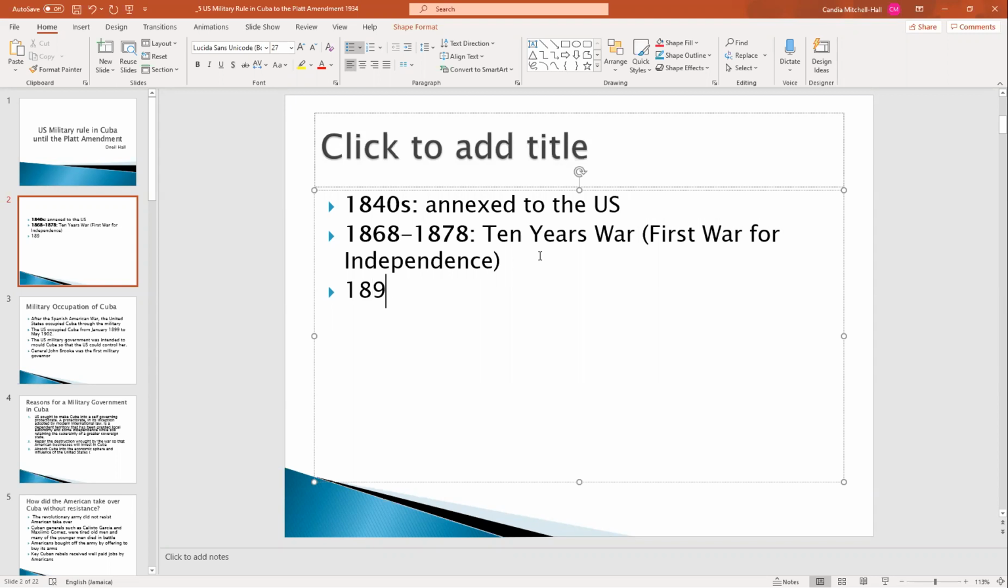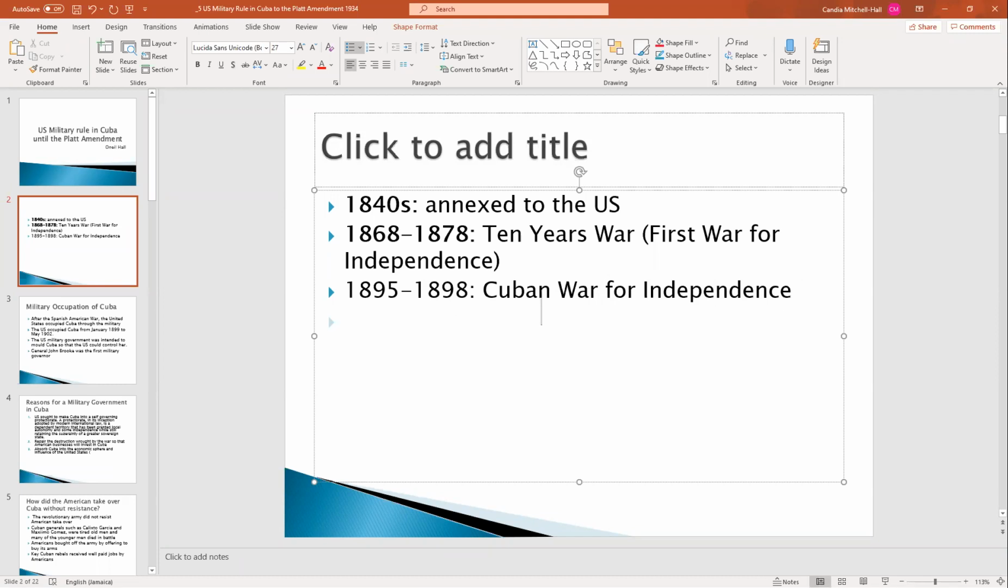Sorry, it ended in 1898. It started in 1895. It's called the Cuban War for Independence. Yes, 1895 to 1898, and it's the Cuban War for Independence. And then in 1898, the Spanish-American War began.